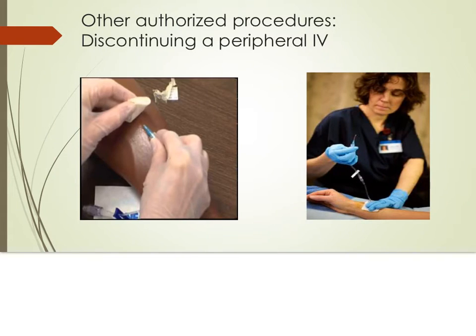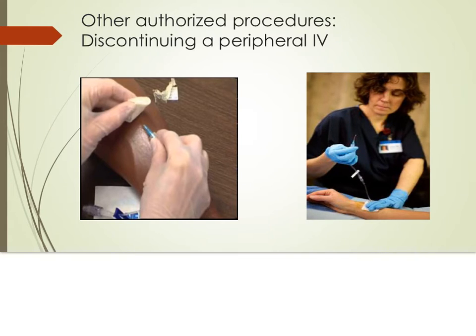Another authorized procedure is discontinuing a peripheral IV. Potential complications include infection, bleeding, and catheter embolism if part of the tip of the catheter breaks off during removal. First, verify the physician's order for the procedure. Gather the appropriate equipment you will need, such as a 2x2, sterile gauze pads, tape, and clean gloves.